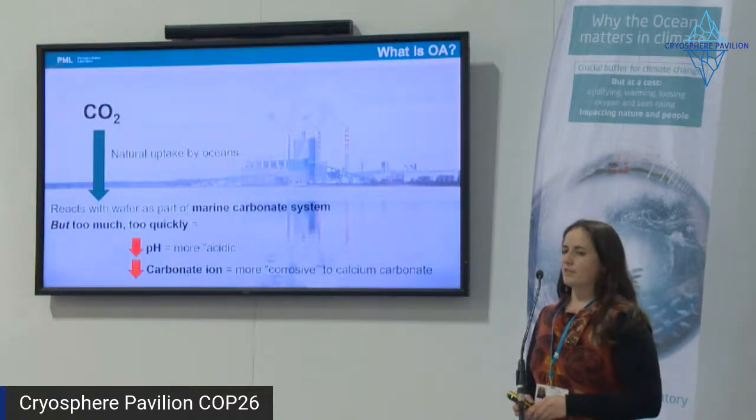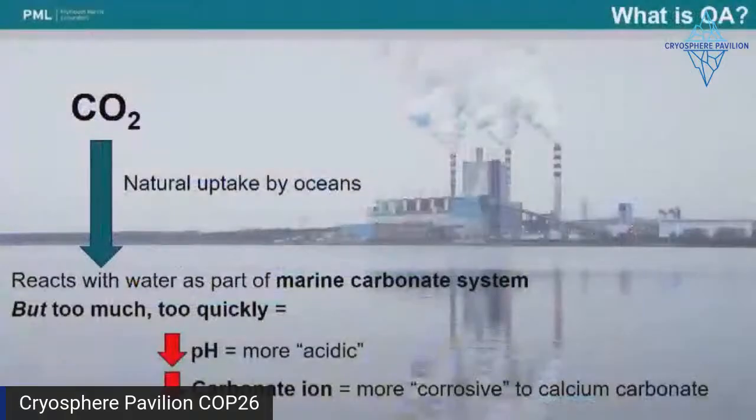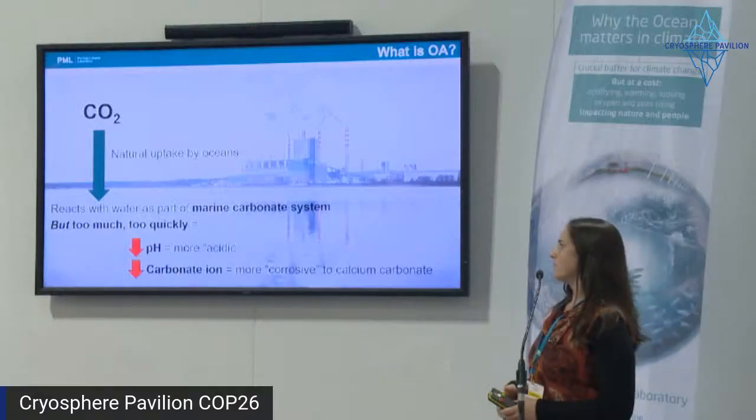Just to make sure we're all on the same page, I've got a little bit more time to go into detail than Richard had. The oceans naturally take up carbon dioxide from the atmosphere that reacts with the water to become part of the marine carbonate chemistry. And in doing so, it's managed to absorb about 30% of the anthropogenic emissions that have gone into the atmosphere since pre-industrial times.